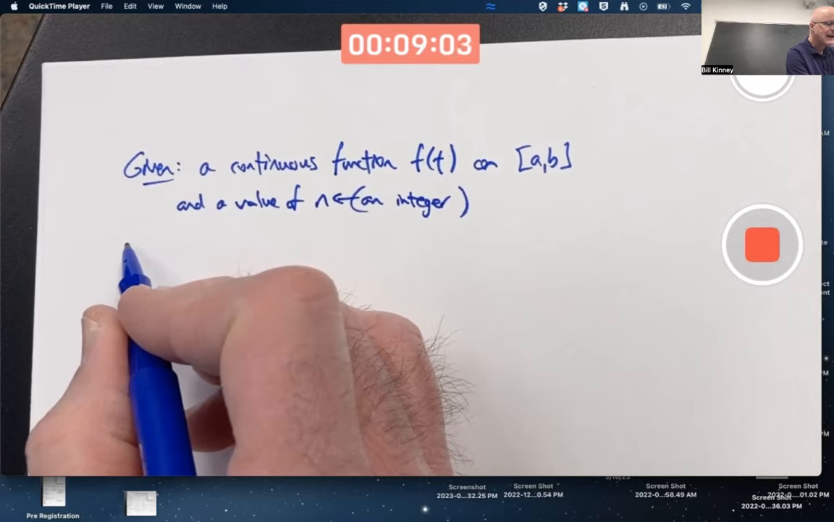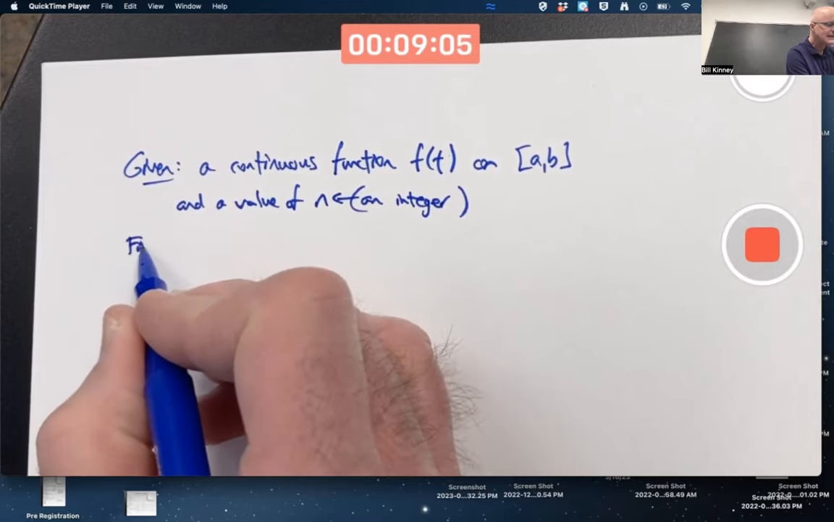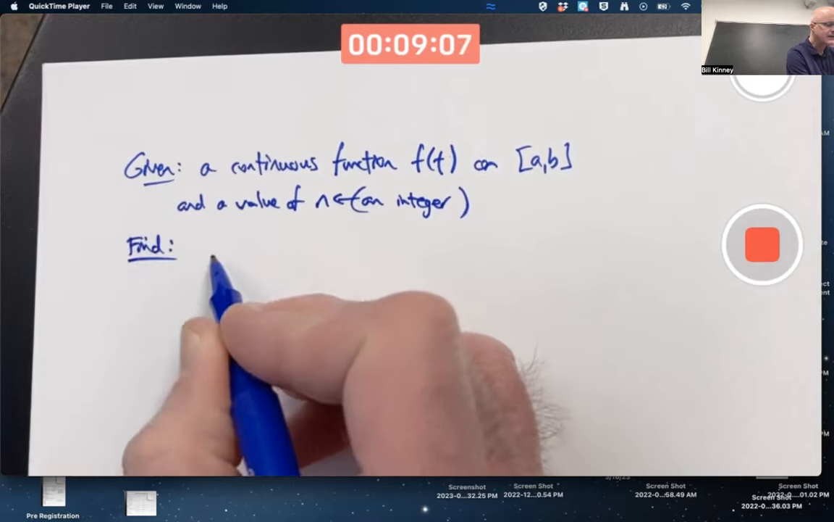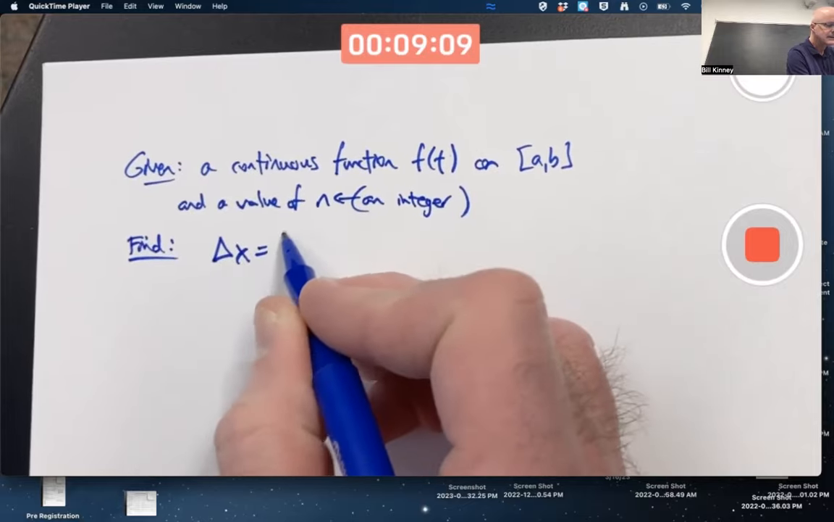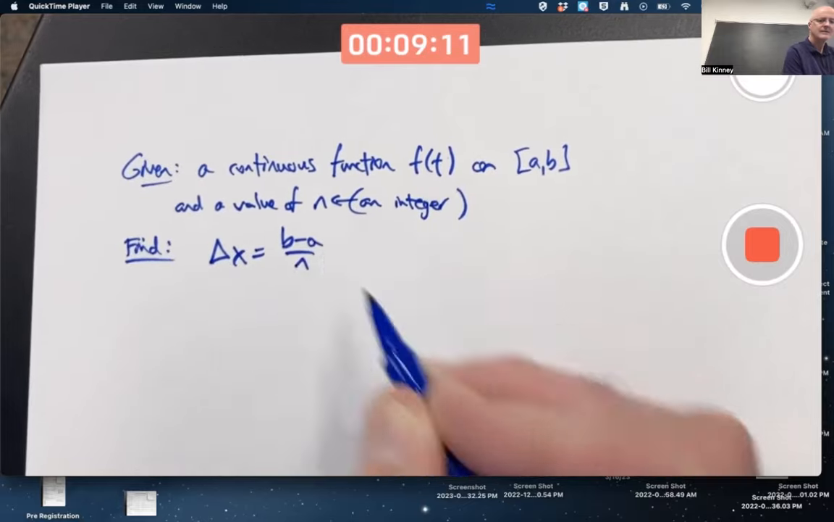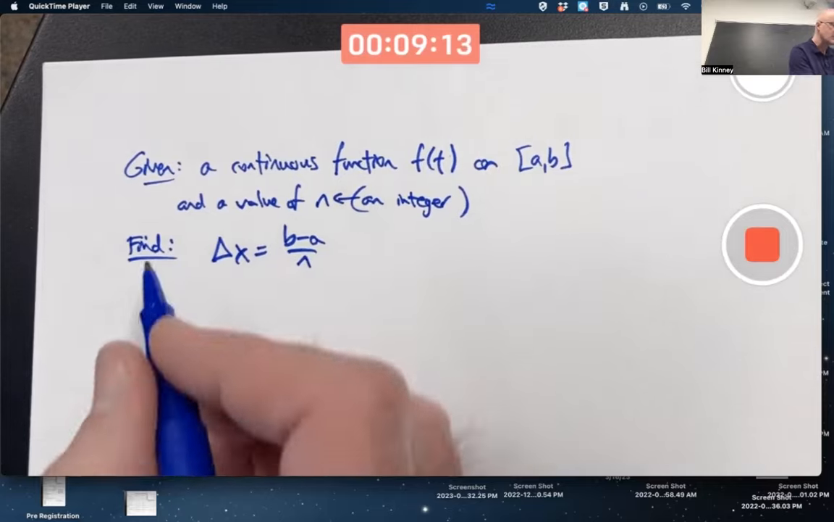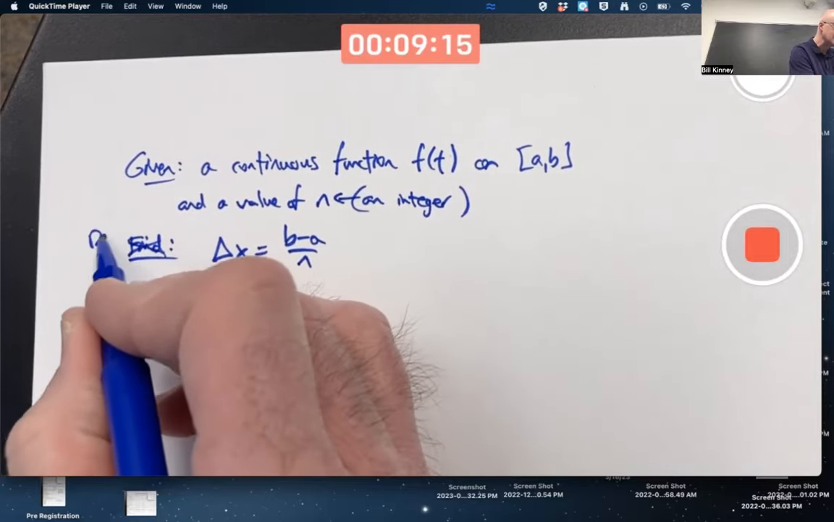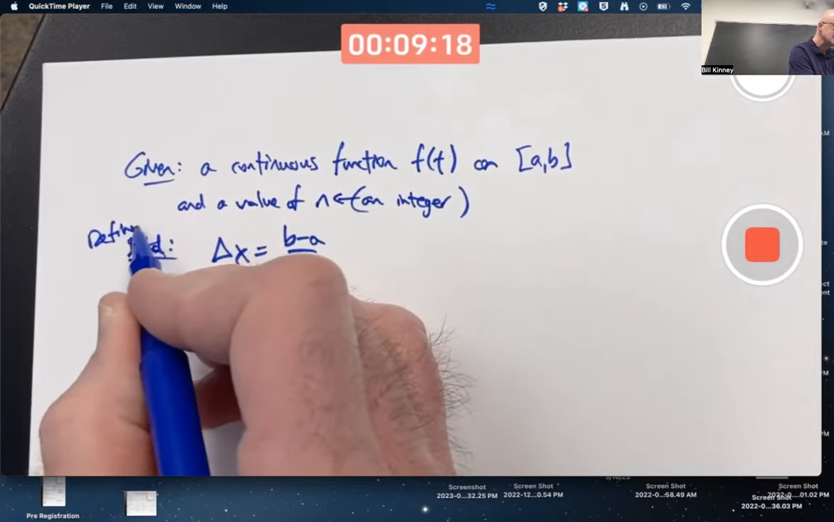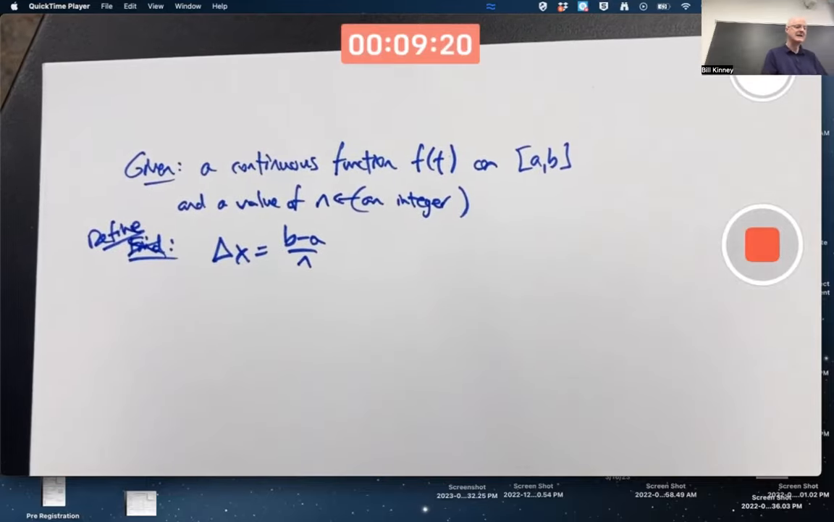We can, based on this, first of all, define delta x to be b minus a over n. What is that? That's going to be the width or length of each subinterval, which will be the width or base, you might say, of each rectangle, of each approximating rectangle.